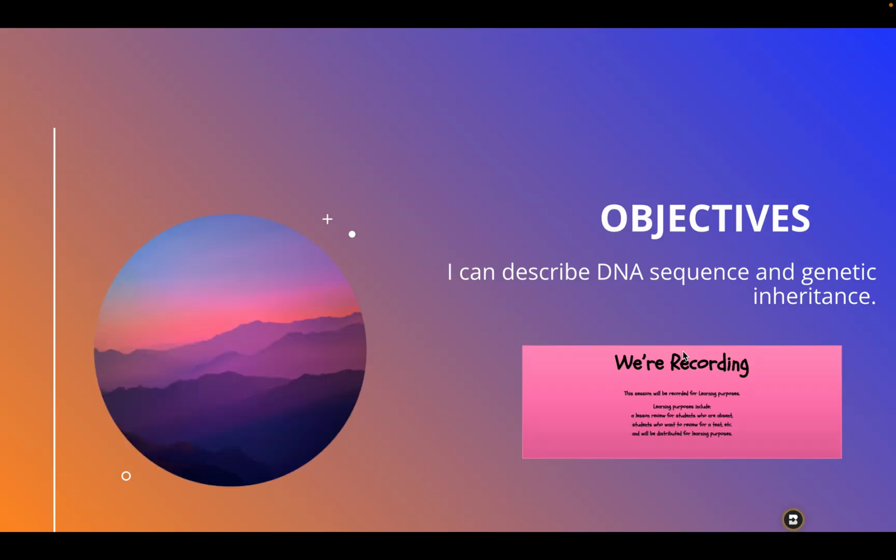The objectives for Unit 6 were to describe DNA sequence and genetic inheritance. Much of this was asynchronous due to state testing, but I was able to hop in and do 1 to 2 days of explaining DNA sequencing and inheritance.